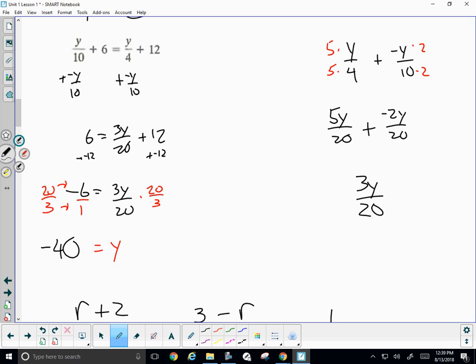Okay, now for all these problems, if I had time, I'd go back and just make sure that works. I'm going to do that really quickly here. Does this work, or did I make a mistake? Well, -40 divided by 10 is going to be -4 plus 6, that's 2. Okay, so that's easy. And here, -40 divided by 4, that is -10 plus 12, that's 2. So that works out really well. 2 equals 2. Easy way to fix that.